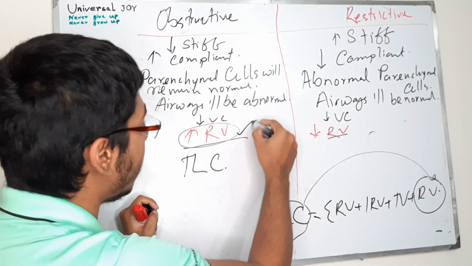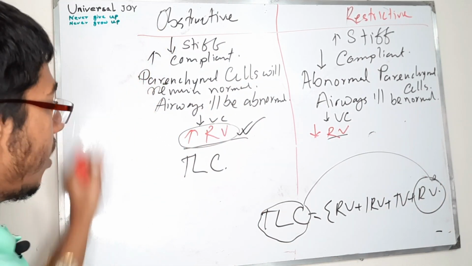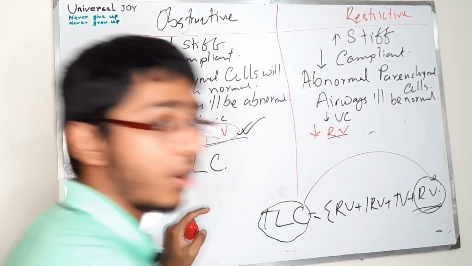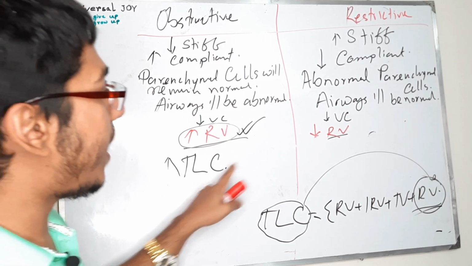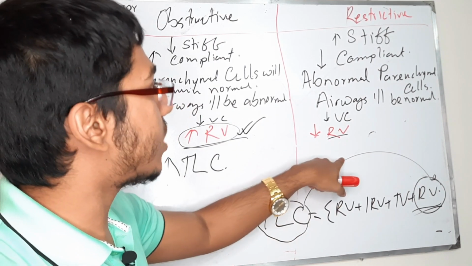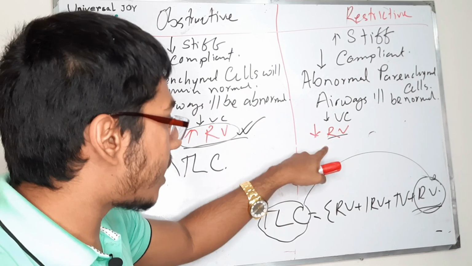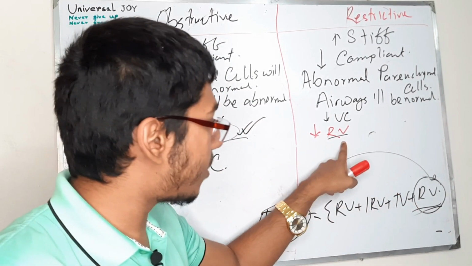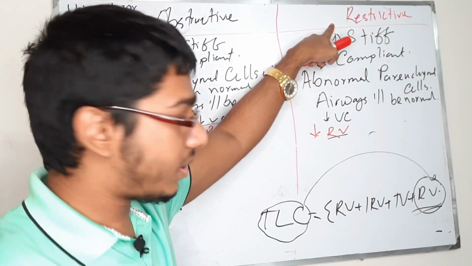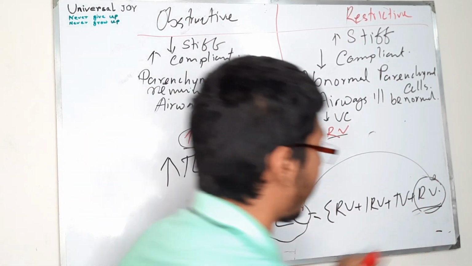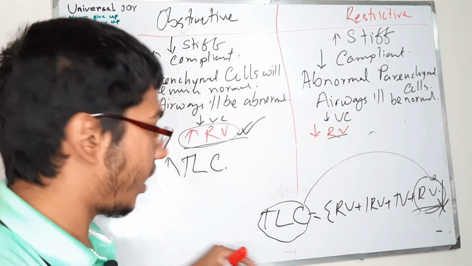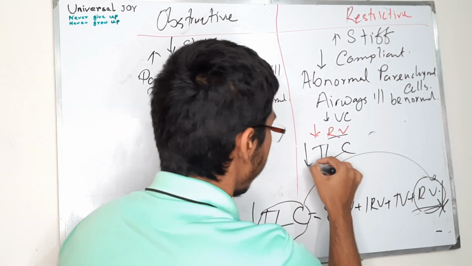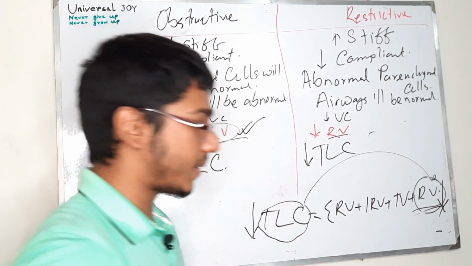So when residual volume is found to be increased in obstructive disease, total lung capacity will also be increased because of the increase in residual volume. The same thing is applicable in the opposite direction in restrictive disease. In restrictive disease, residual volume, as I have already mentioned, will definitely be low. If residual volume is low, then TLC will also be low. So total lung capacity will also be low in restrictive disease.